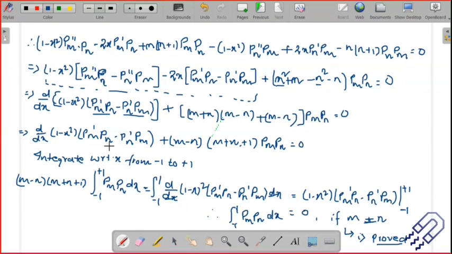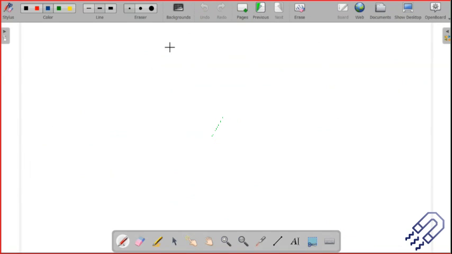Okay, let's go for the second one. So number 2 is when m is equal to n, right? So when m is equal to n, what we need is this. Anyway, we know it, let me not repeat this. So when m is equal to n, we'll start with the generating function now.